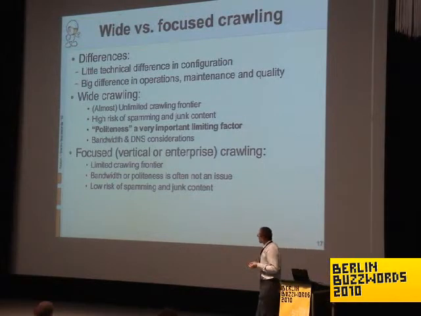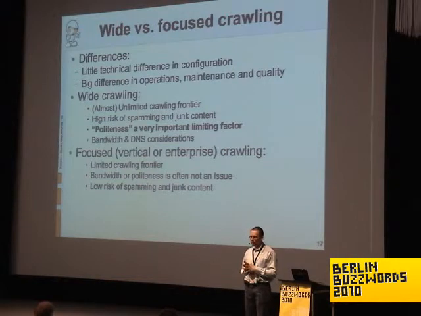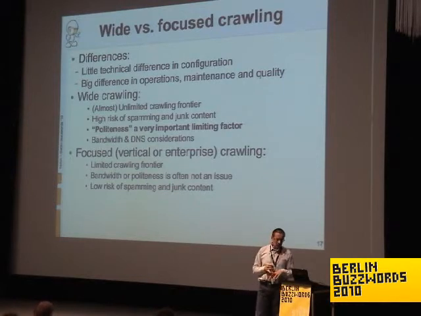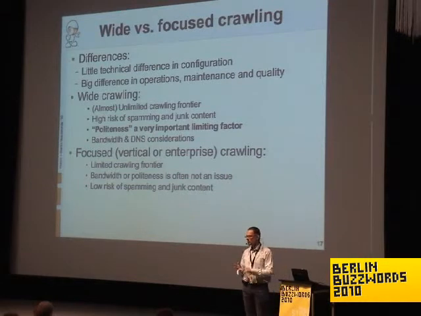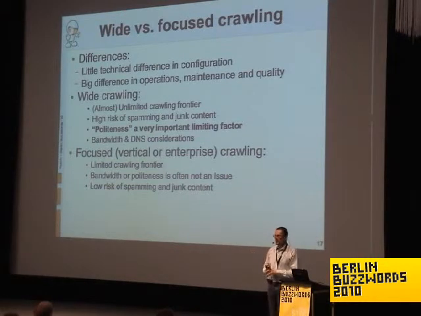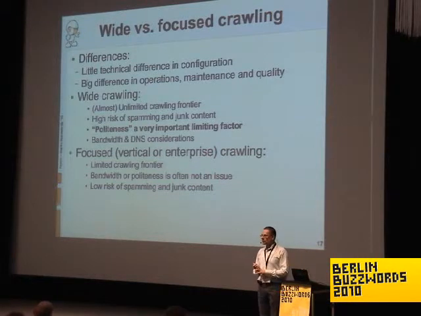So a little bit more about these different strategies. Very few Nutch users actually go for wide, almost uncontrolled crawling. First of all, it requires a lot of resources. You need a lot of bandwidth, a lot of storage, and a lot of CPU power. And in the end, you have to fight constantly with getting a lot of junk and spam. My experiments show that if you don't control your crawling frontier, after roughly 10 cycles you're collecting about 90% junk. Pretty depressing.